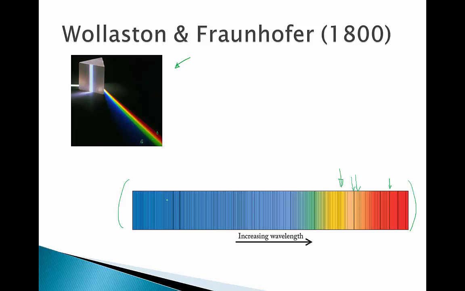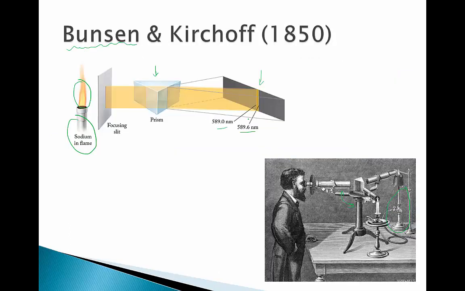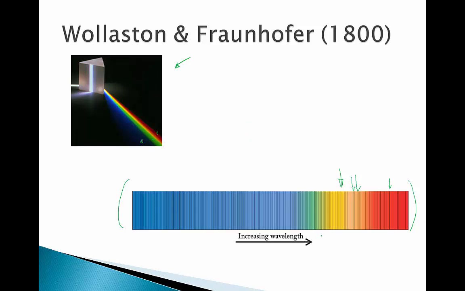So in fact, we can look at the patterns and figure out what elements might be present in the sun. This is how we know something about the elemental composition of stars. In fact, this pattern of lines from helium was first identified in the Fraunhofer lines. So we discovered the element helium on the sun before we discovered it here on Earth. In fact, the name helium comes from the Greek word helios, which means sun.